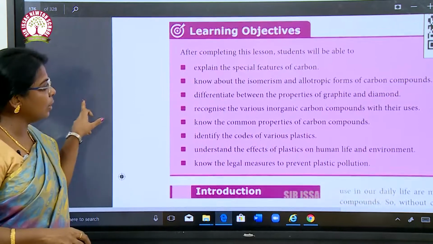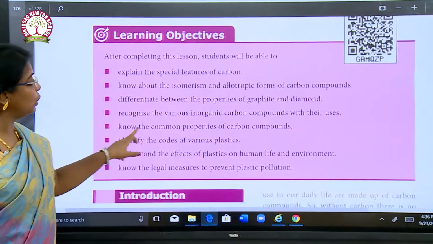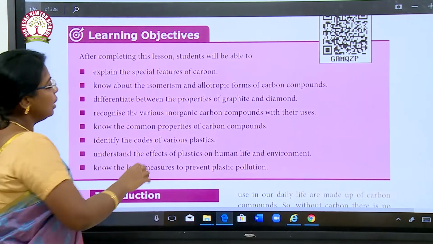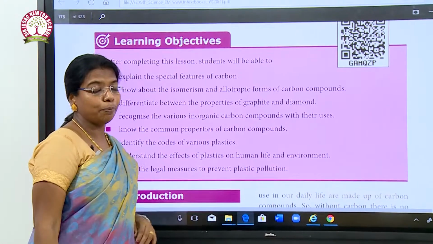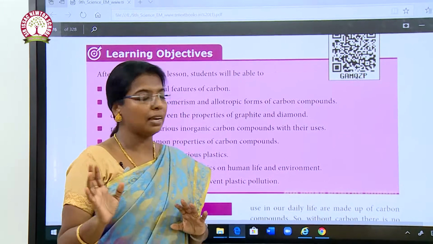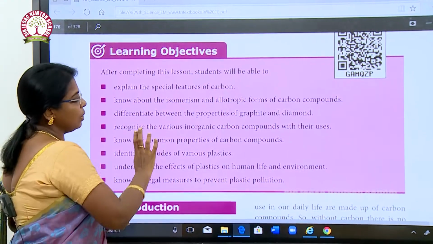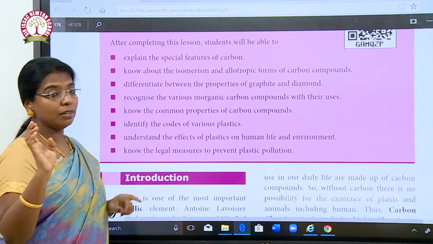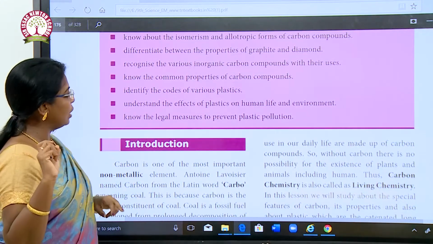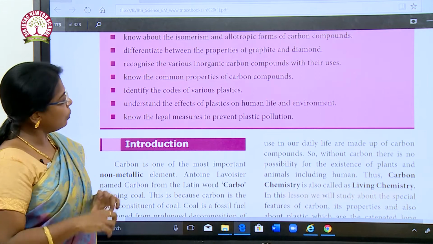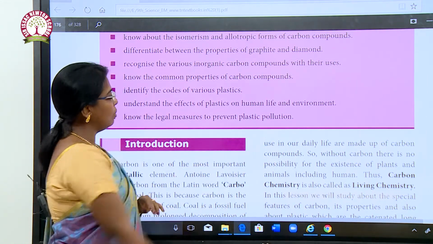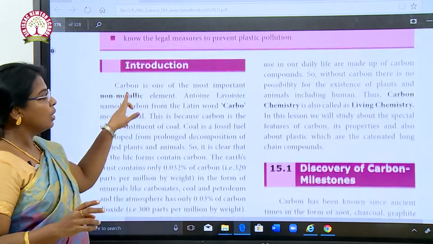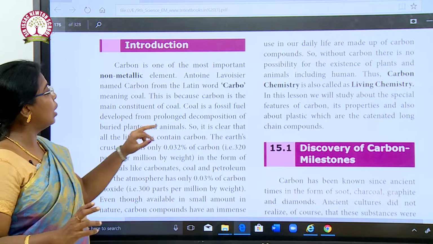In this lesson, we are going to see the special features of carbon, isomerism and allotropic forms of carbon, and differentiate between the properties of graphite and diamond. We will recognize the various inorganic carbon compounds with their uses, common properties of carbon compounds, codes of various plastics, and effects of plastics on human life and environment, and know the legal measures to prevent plastic pollution. So let us have an introduction about carbon.